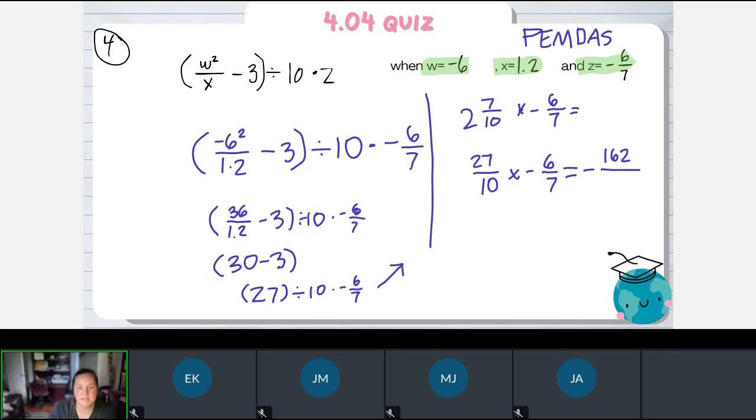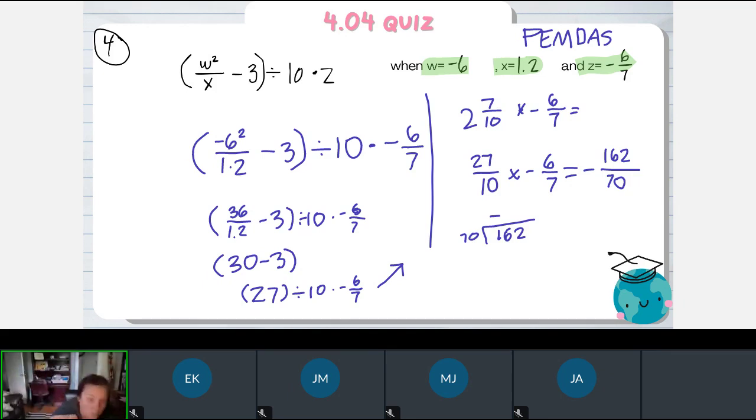And then on the bottom, what is 10 times 7? Good, Wesley, 70. Okay, so your answer is -162 over 70. However, your test or your quiz wants it in mixed number form, not in improper fraction, so you need to divide. So we're going to divide 162 by 70. And I'm just going to go ahead and put my negative sign up here because my fraction was negative.